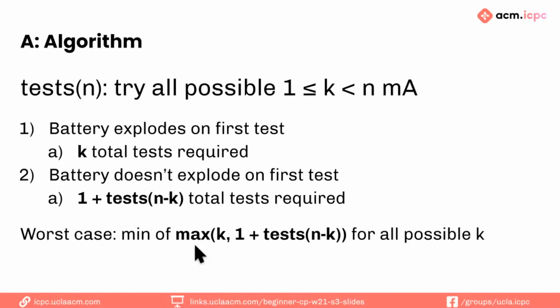Minimizing the number of tests means we want to minimize the max of k and 1 plus tests of n minus k. This is the worst case given that you chose a specific k. And then from there, you want to choose the k that would give you the best possible worst case. So you're minimizing the worst case, which is why you end up with both a min and a max. Does that help? It's a little confusing.